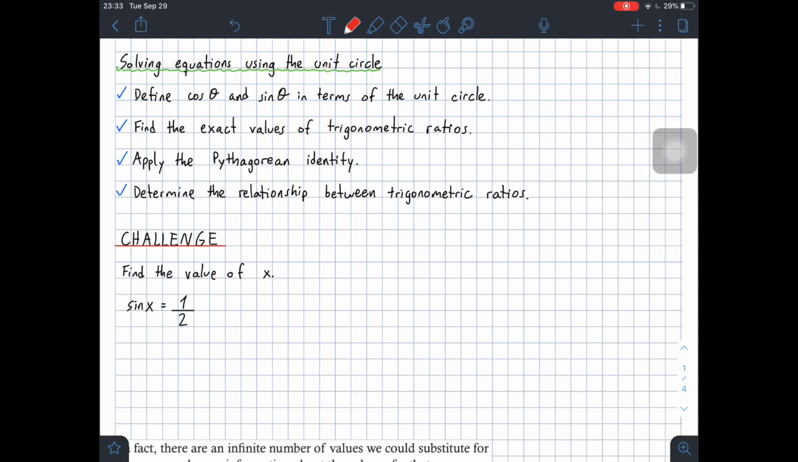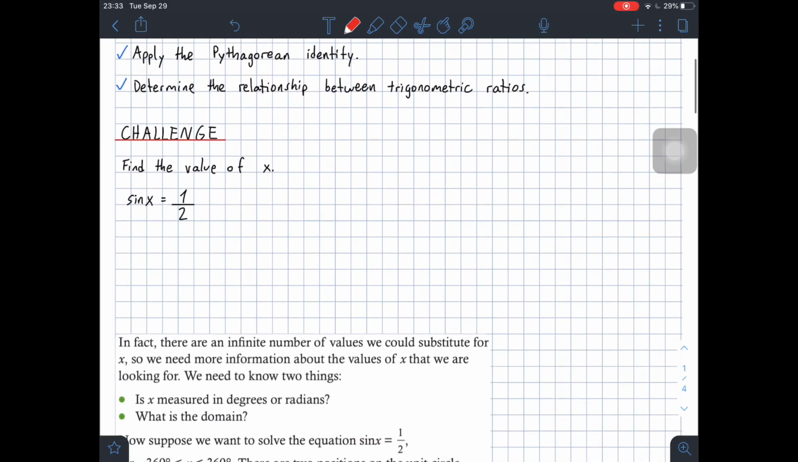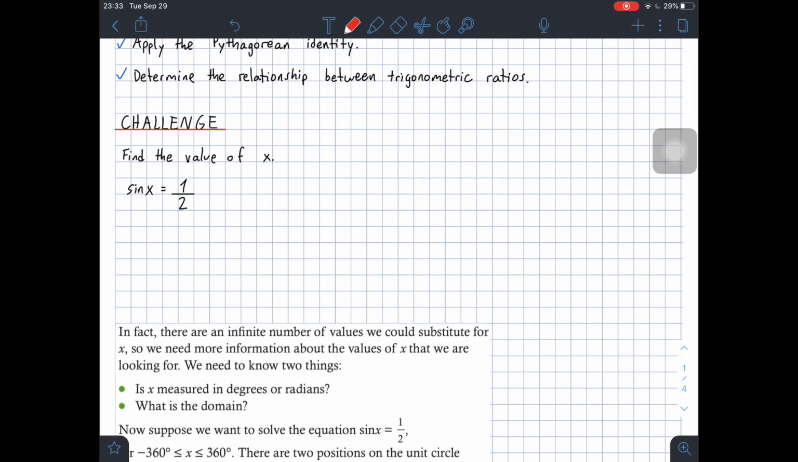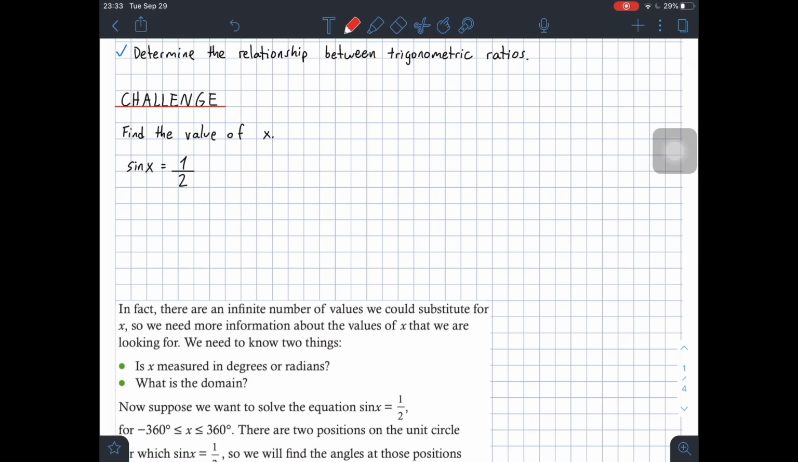Okay, so let's start with this challenge exercise. It says, find the value of x if sine of x is equal to 1/2. So in order to solve for x without using a calculator, we need to think about for what angles is sine of x equal to 1/2. If you remember from the hand trick, you would realize that sine of x is equal to 1/2 when x is equal to, for example, 30 degrees, right?